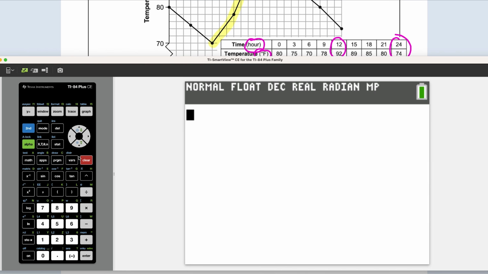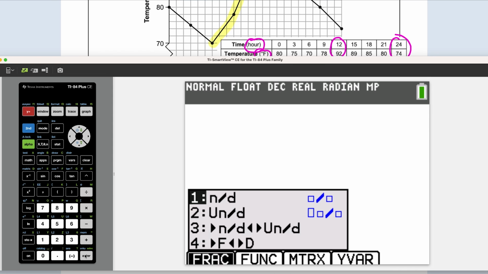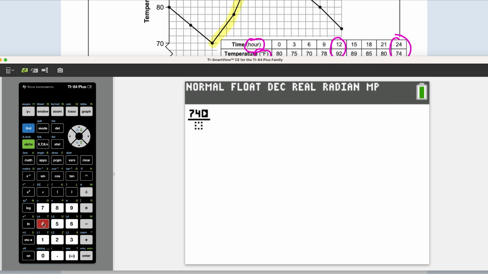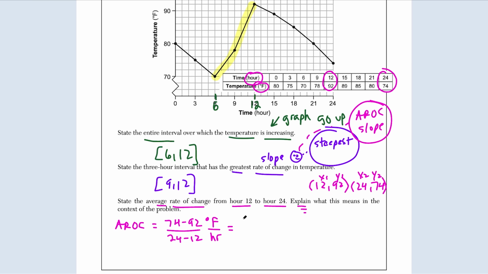And now we can find the average rate of change on the main screen. We press alpha y equals enter to pull up a blank fraction. And we had 74 minus 92. And we divided by 24 minus 12. So now we just press enter and we'll have our average rate of change. So the average rate of change is negative 1.5, and the units here are degrees Fahrenheit per hour. And the units really do help us interpret this, because this means that from 12 to 24, the temperature is decreasing 1.5 degrees Fahrenheit every hour.